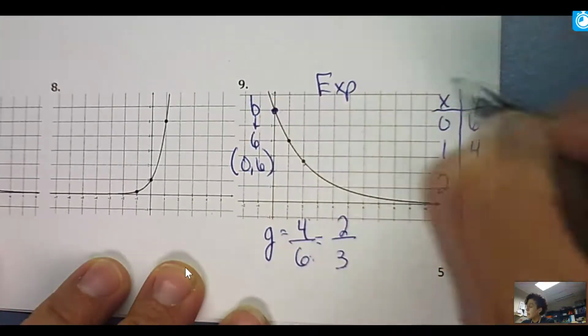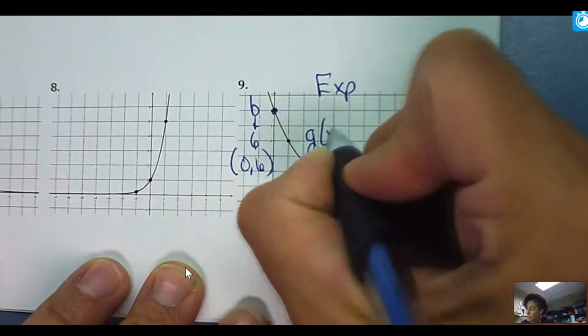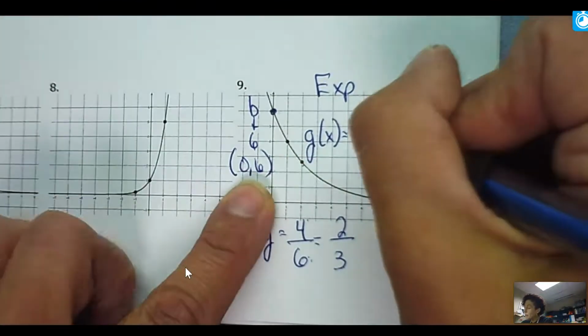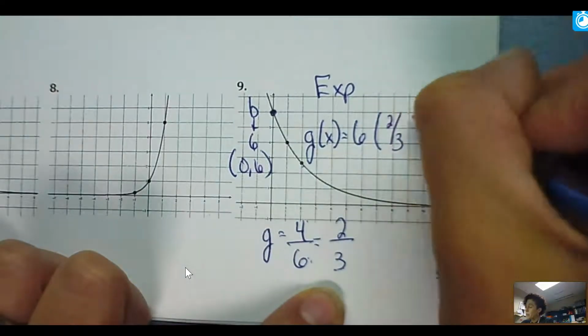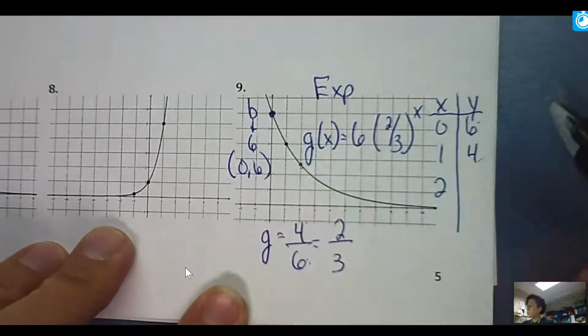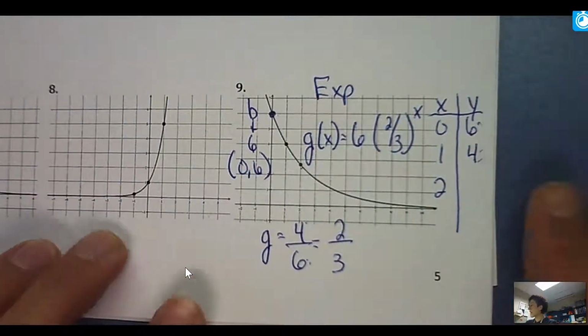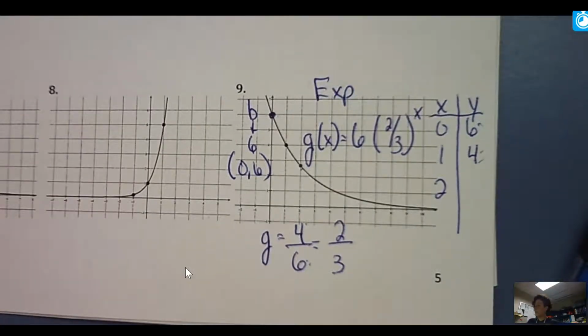So it'll be y. You can use f of x, you can use g of x. I'll use g of x, doesn't matter. And then I'll put my b, 6, and then in parentheses I'll put my g, 2/3 to the x power. And if you really want to know what this point is, remember they took 6 times 2/3 to get to 4. So I could just take 4 times 2/3 to get that other number. And you can always use your calculator to do that.